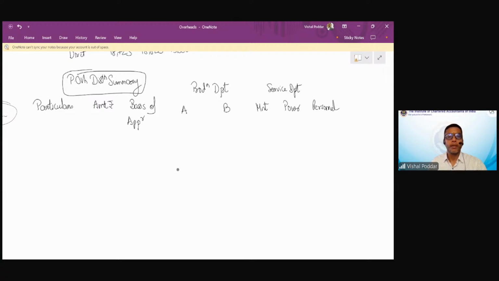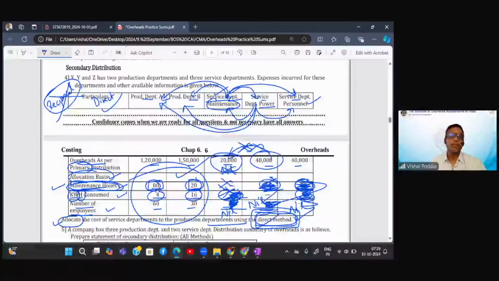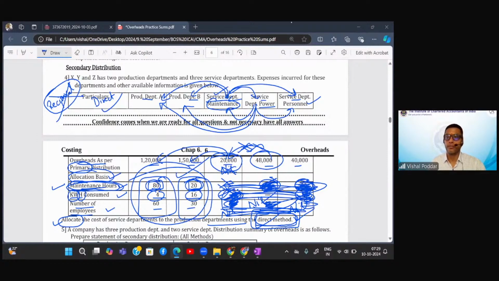So now the question originally is of reciprocal, but the sum specifically wants you to do it by direct. And how? Kasak, this was your question. My answer is simple: ignore what one service department is giving to another. If I ignore these, assuming that no such data is given, then what has happened? Now one service department is only giving to production because you have figures of allocation only in production. So automatically the question now becomes a question of direct method.